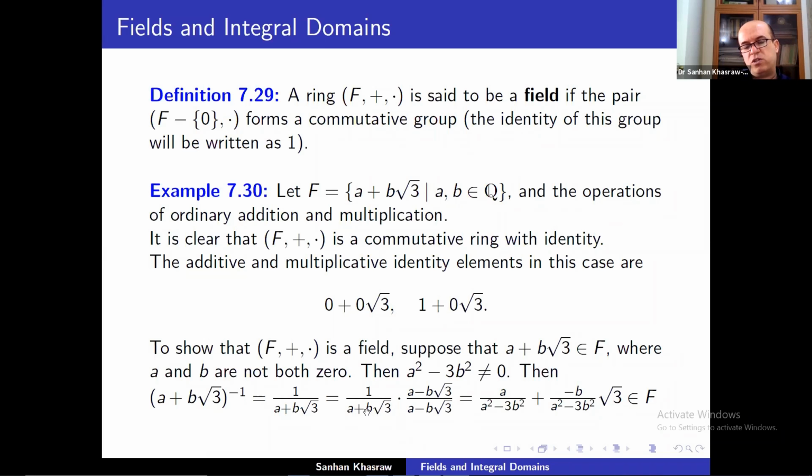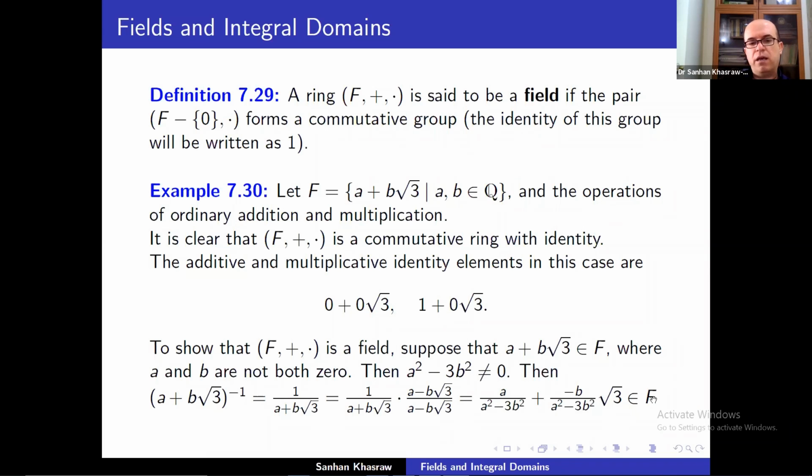So I have to just change addition to subtraction. By simple multiplication and using the distributivity law, I get A over A square minus 3B square plus minus B over A square minus 3B square root of 3. So I can see the denominator is exactly the one I talked about before. It shouldn't be 0, A square minus 3B square. So A over A square minus 3B square is a rational, and the second part is also a rational. So this element should belong to F.